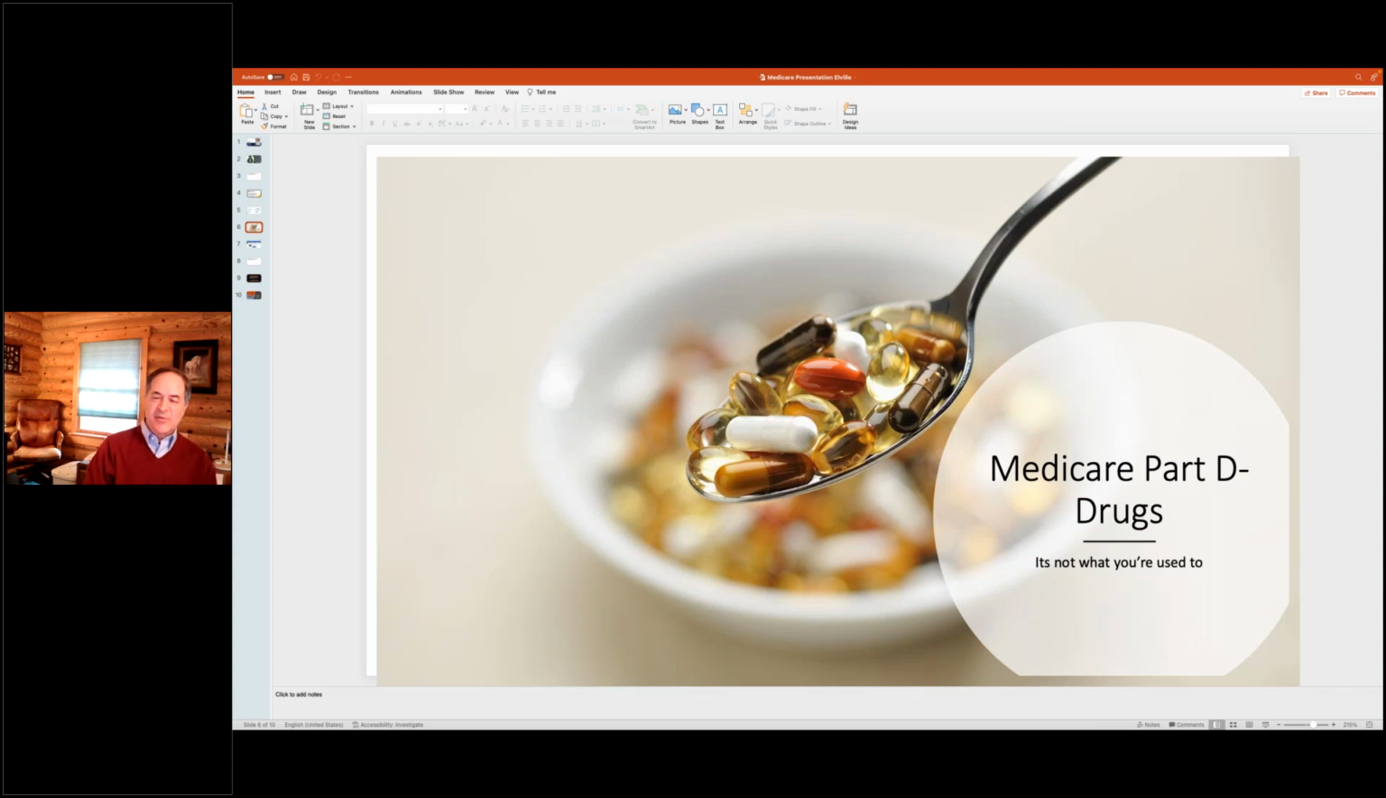So, you see what I see on the screen here, it says it's not what you're used to. It's not what you're used to. When it comes to the Medicare Part D plans, they are in fact tailored to the human being. And that means there is no such thing as one size fits all. It doesn't work that way with Medicare Part D.